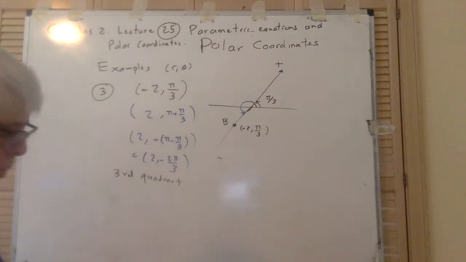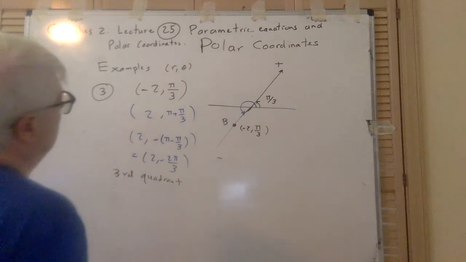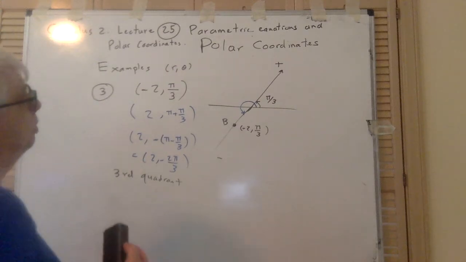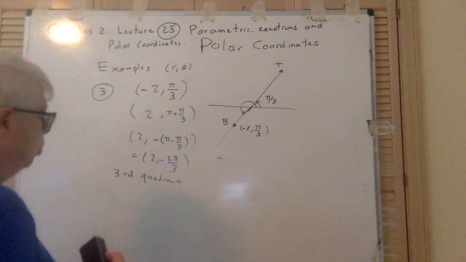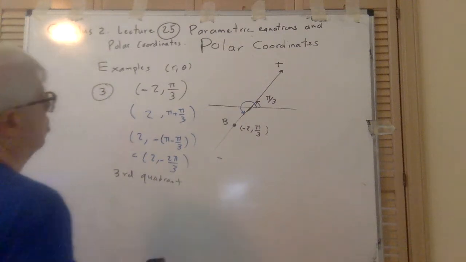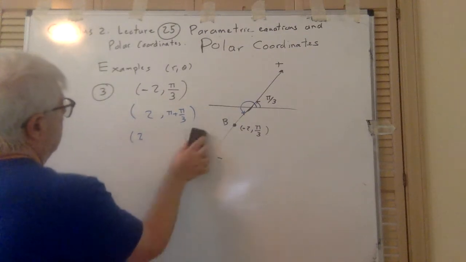But I'm not going to give you another one in the fourth quadrant, you can guess. So we can have negative, positive for both of them. And you now know what positive and what negative is, what positive angle is, what negative angle is.